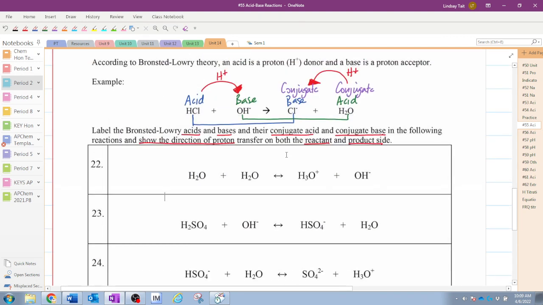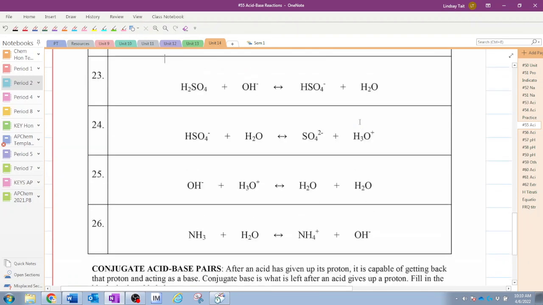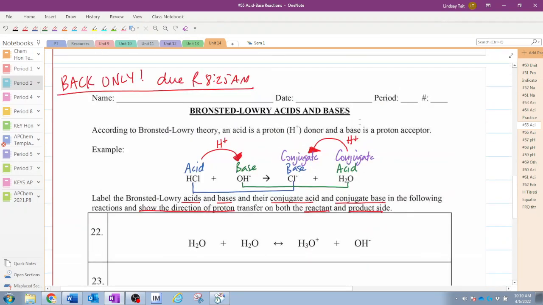And yeah, some students were concerned if they're reversible reactions, how do you know where to put conjugate? Guys, product side is always on the right side. No matter if the reaction is reversible or not, we always call the right side the product side. Okay, questions for me right now?